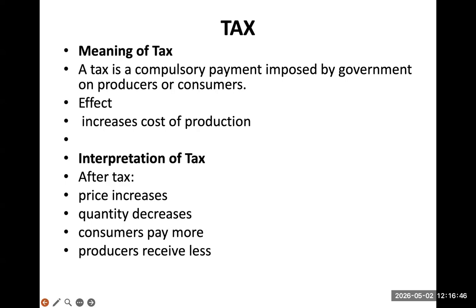So you can't purchase more of the product, so quantities will decrease, because they've imposed tax on you. You are going to pay more on that product. And whenever you pay more, the producer, for him to channel some of the revenue to the government, will get less. He gets less of the revenue, of the income. That's what we are talking about.